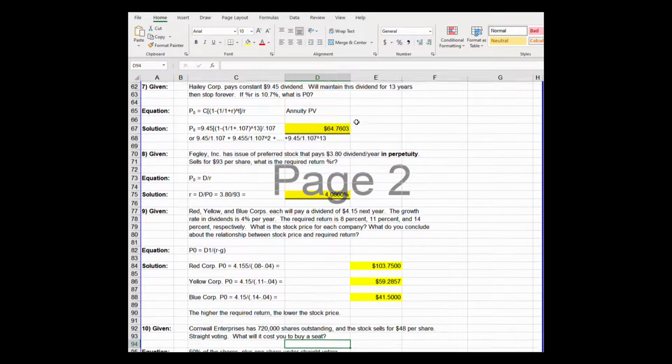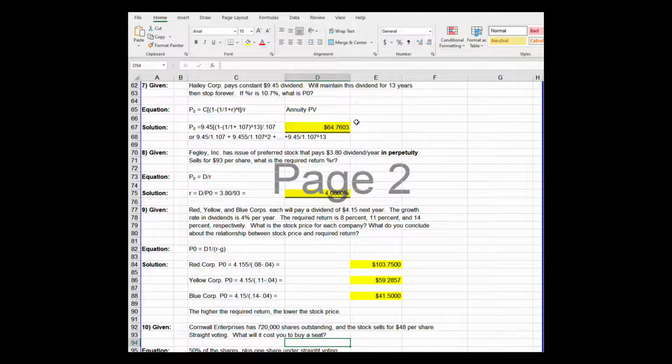Number 7, Haley Corporation pays a constant $9.45 annuity type of dividend for 13 years. Then it stops forever. If your required rate of return is 10.7%, what is P0? So this looks like an annuity to me.